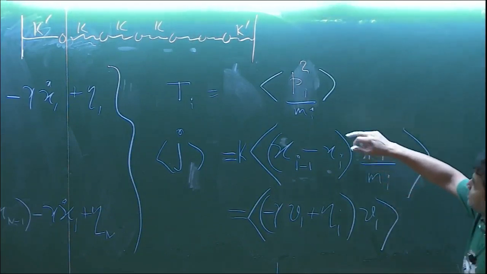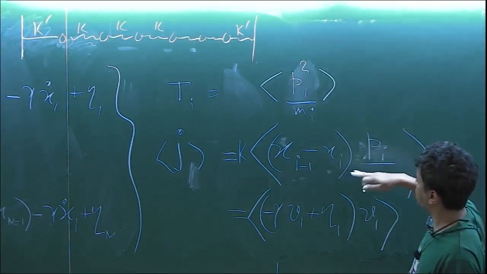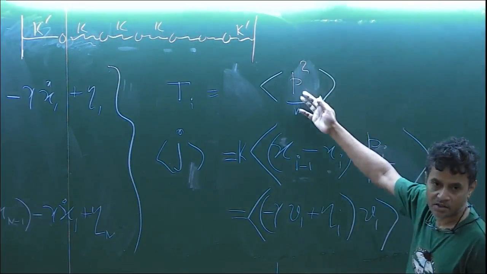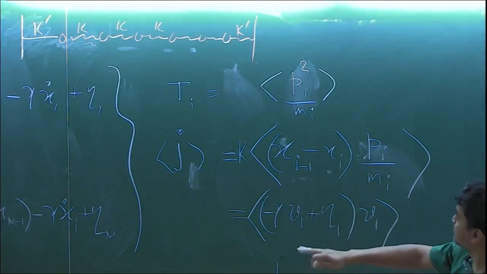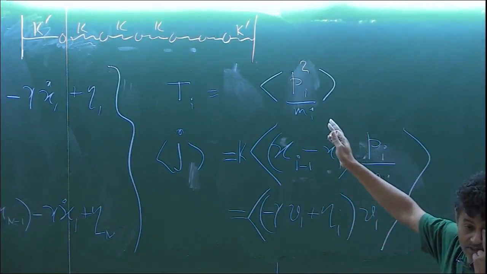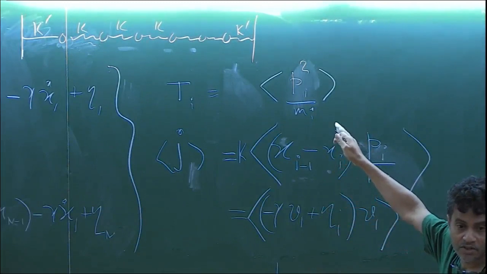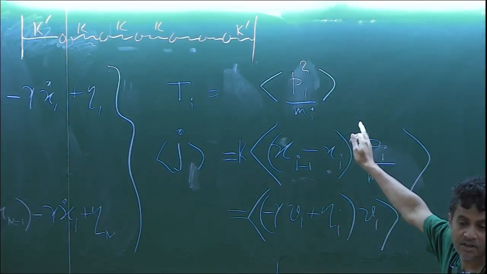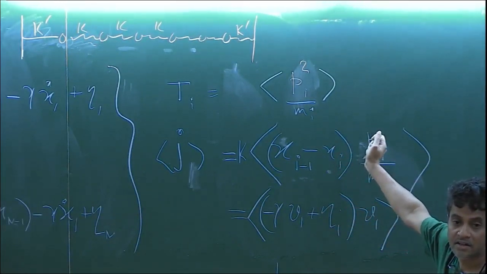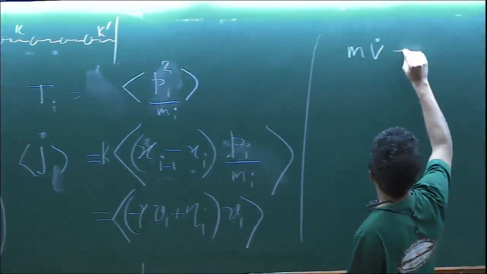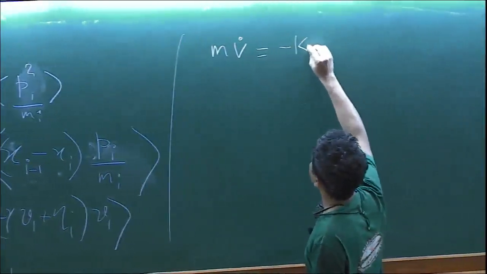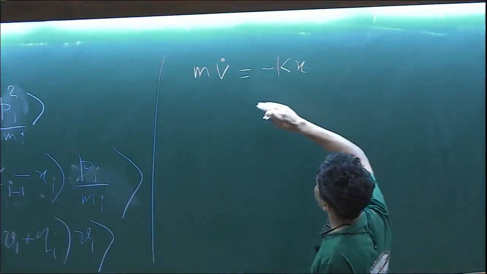If we look at these objects, these are just averages of quadratic quantities. If I have linear dynamics, how do I compute this? What is the simplest way I can do this? Let's think of a simpler problem. I just have a single particle, m v dot equals, a single particle in a potential well.